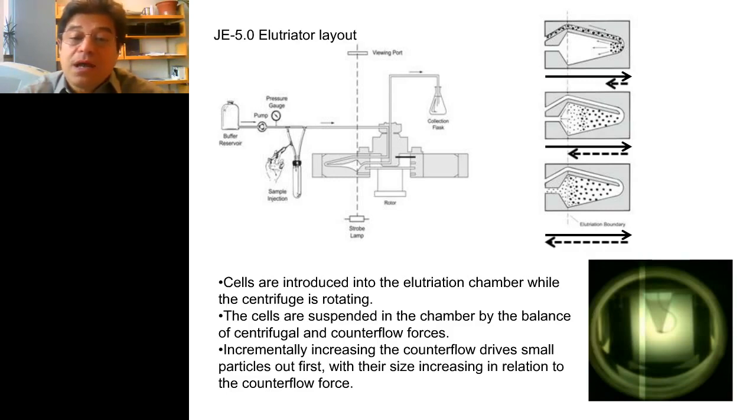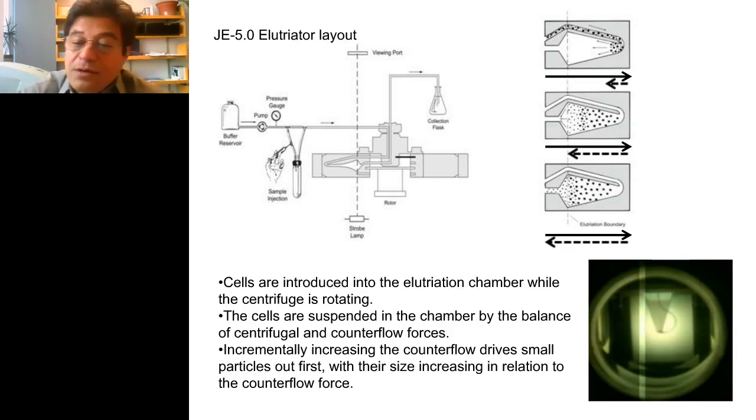And then with increasing flow rates, this is after these cells have been loaded, with increasing flow rate of elutriation buffer, we can start to differentiate between smaller and larger particles. One of the baseline ideas here is that the smaller cells will come out with a lower velocity of the fluid, and the larger cells will be retained. And if you increase the mLs per minute of the fluid, the larger cells will come out. So they come out as fractions.